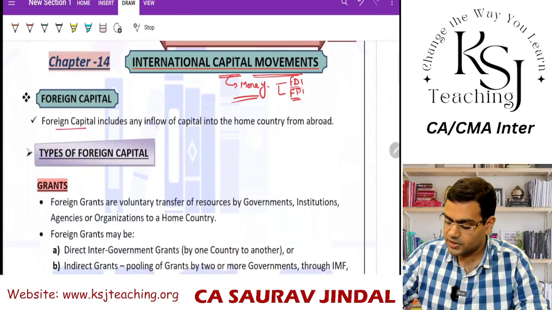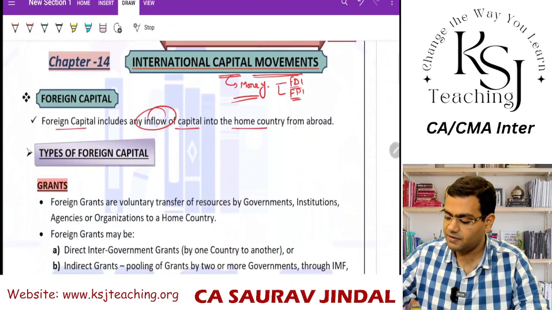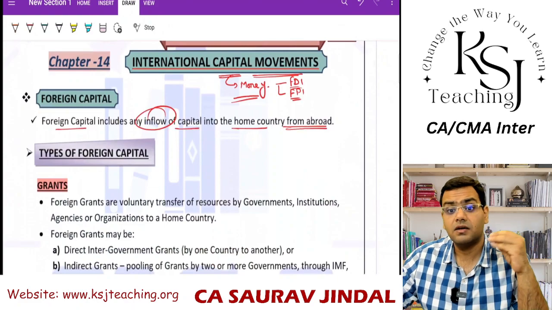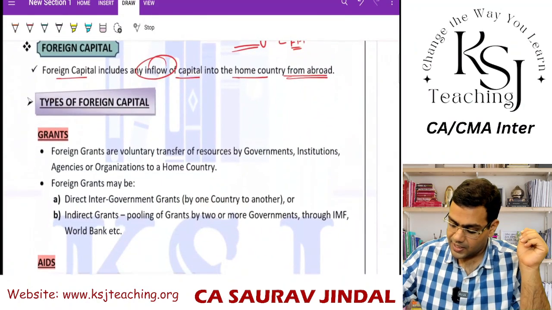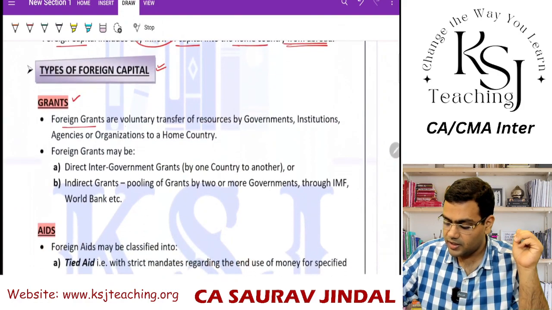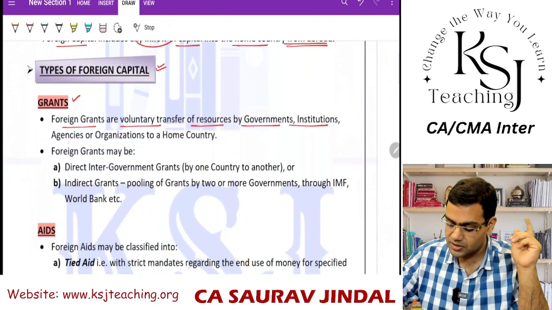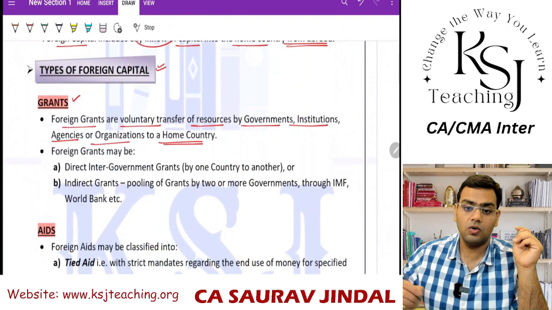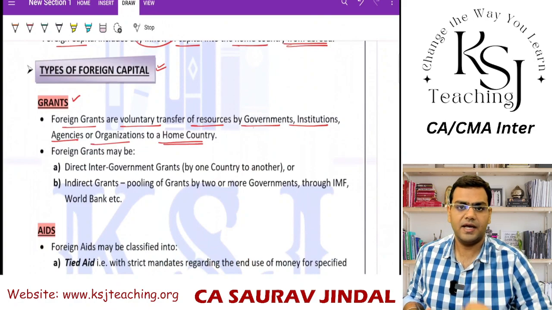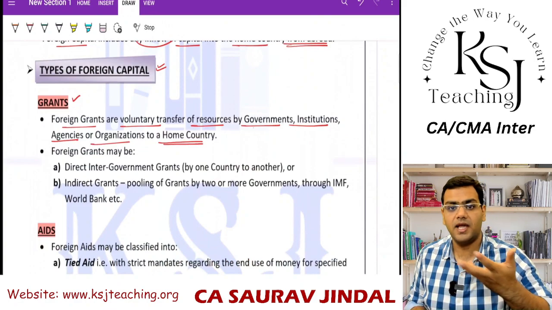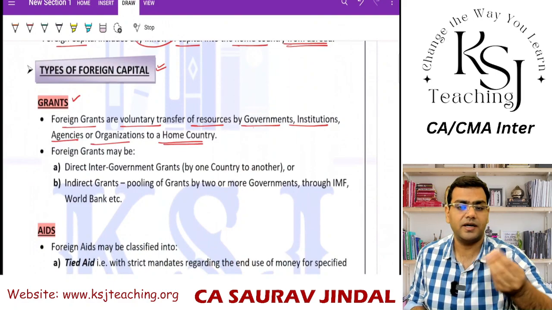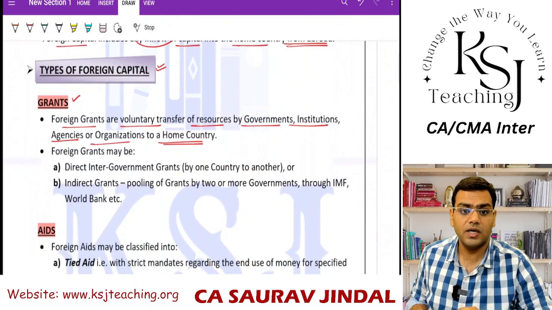Foreign capital includes any inflow of capital into the home country from abroad, right? So if US dollars are coming into India, that is known as the flow of capital. Now, types of foreign capital: money can flow in the form of grants. Foreign grants are a voluntary transfer of resources by governments, institutions, agencies and organizations to a home country. For example, if there is some problematic situation in India, and the USA wants to help India, the USA will send grants. That is a voluntary contribution done by the USA towards India.